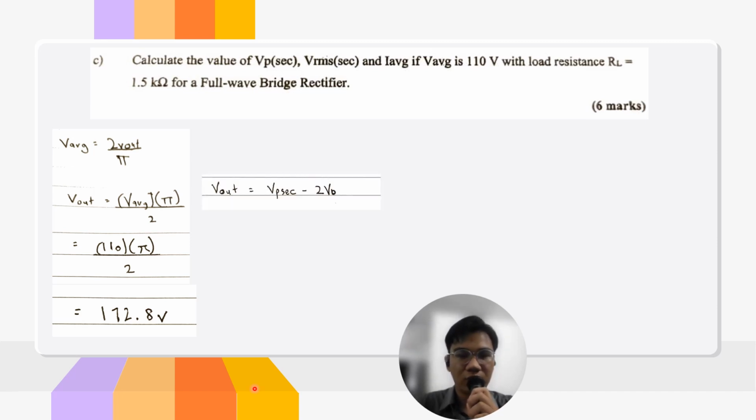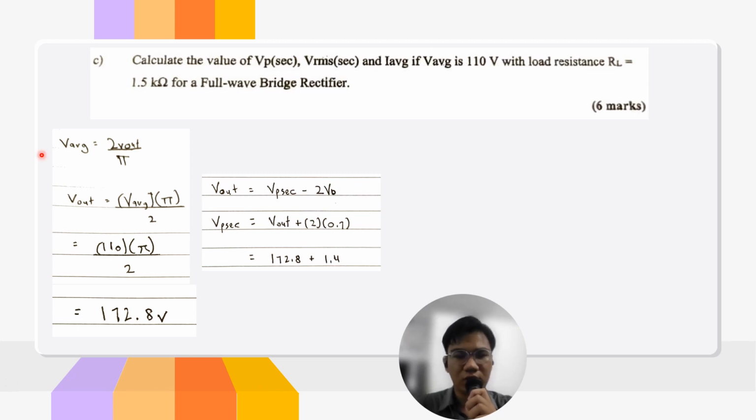Now that we have the value of V out, we can calculate the value of Vp secondary using the formula of V out, which is V out equal to Vp secondary minus 2 multiplied by diode voltage. In this question, the value of diode voltage is not given, so usually we can just assume that the diode voltage is 0.7 volt.